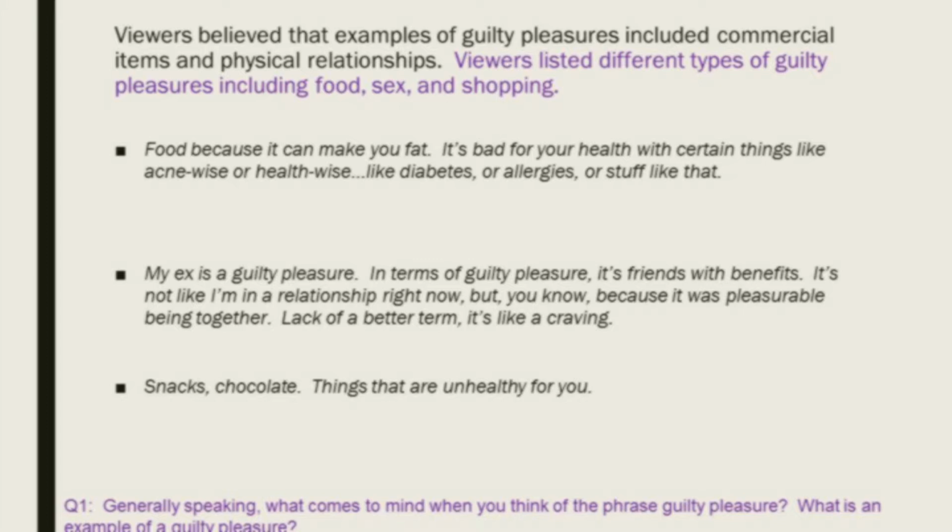Food because it can make you fat, it's bad for your health with certain things like acne-wise or health-wise, like diabetes or allergies or stuff like that. My ex is a guilty pleasure. In terms of a guilty pleasure, it's friends with benefits. It's not like I'm in a relationship right now, but, because it was pleasurable being together. Lack of a better term, it's like a craving. Snacks, chocolate, things that are unhealthy for you. So you can see here with the quotes from the focus groups that you can see a theme kind of emerging here, and that's how I felt, and that's why I created this slide, really to capture this particular theme.